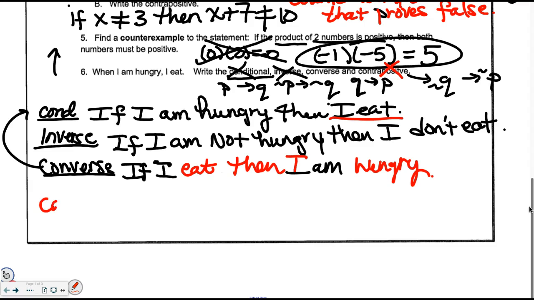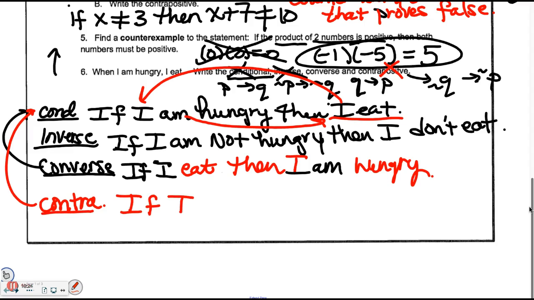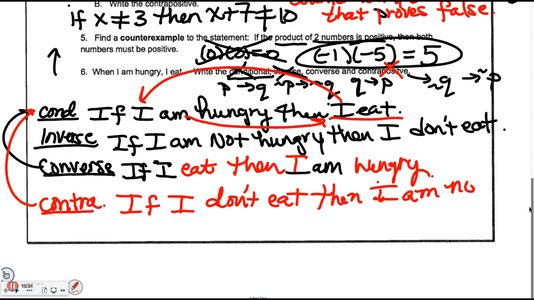Okay, so we go back to the original for the contrapositive. We swap them, so we have the eating come first, the hunger comes second, but we negate them, or say not in it. So I would say, if I don't eat, then I am not hungry. So make sure you know the difference between these and have them written on your note card. The conditional is just if this, then that. The inverse is the notter. Keep it in the same order, but now we're not hungry and we're not eating. The converse swaps them. And the contrapositive does both.